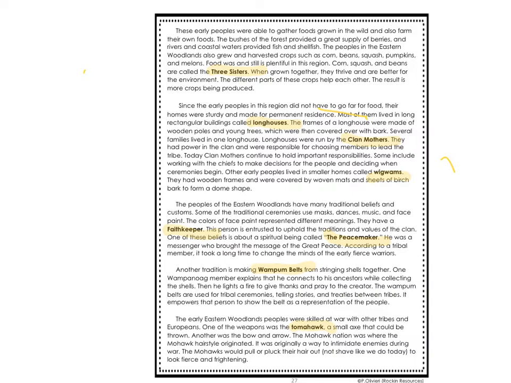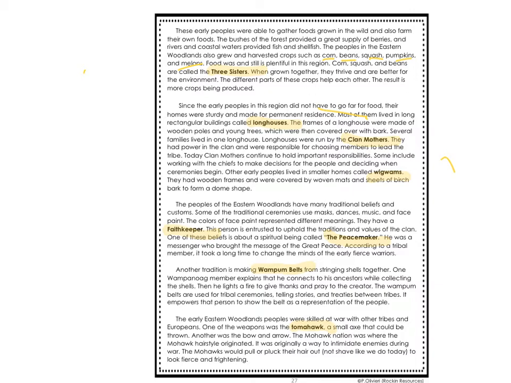These early peoples were able to gather food grown in the wild and also farm their own foods. The bushes of the forest provided a great supply of berries, and rivers and coastal waters provided fish and shellfish. The peoples in the eastern woodlands also grew and harvested crops such as corn, beans, squash, pumpkins, and melon. I'm just going to underline that because I think I'm going to have to come back to that for our notes. Food was and still is plentiful in this region.